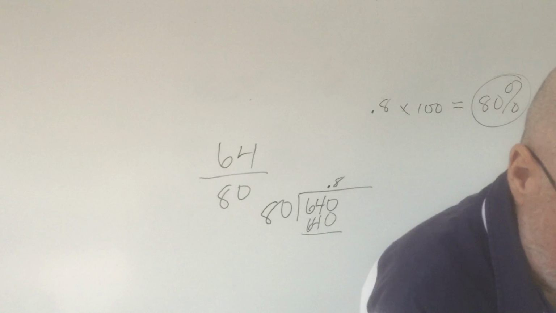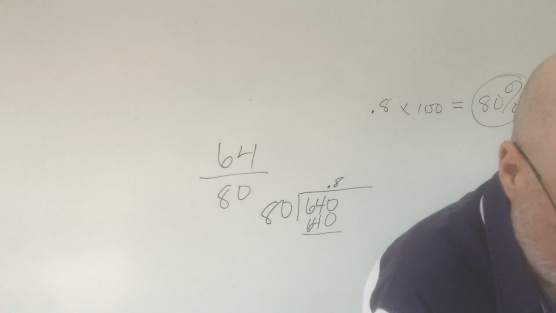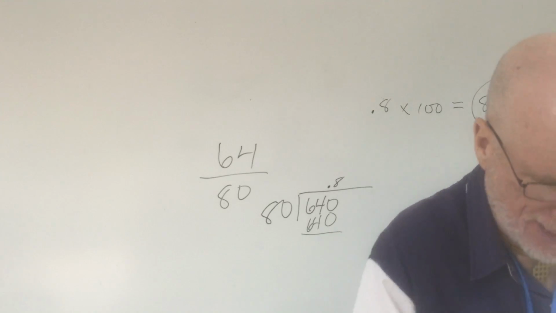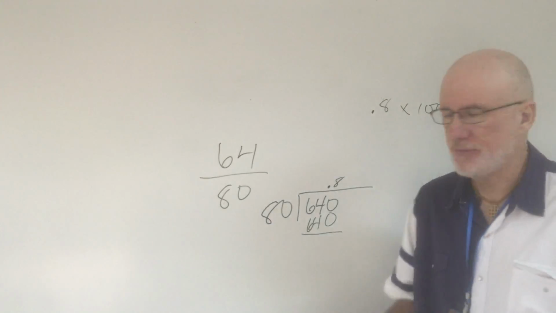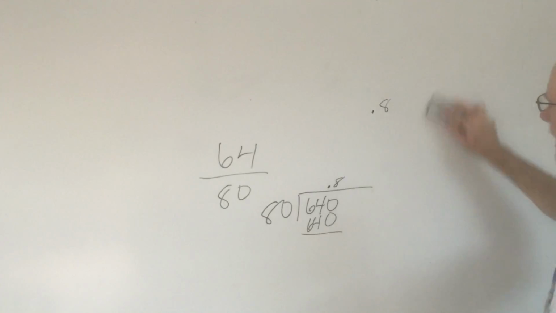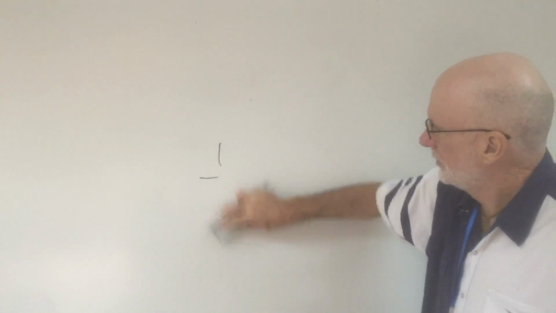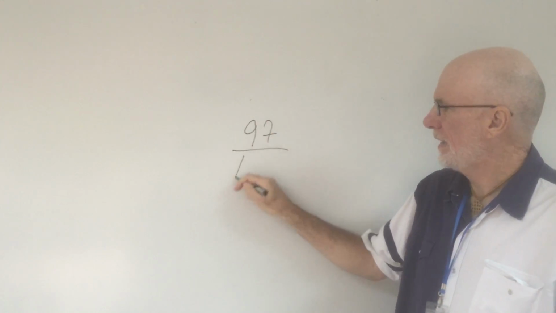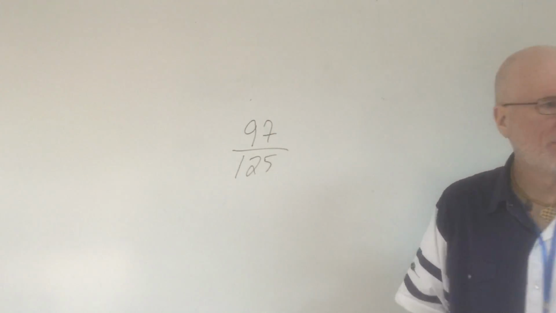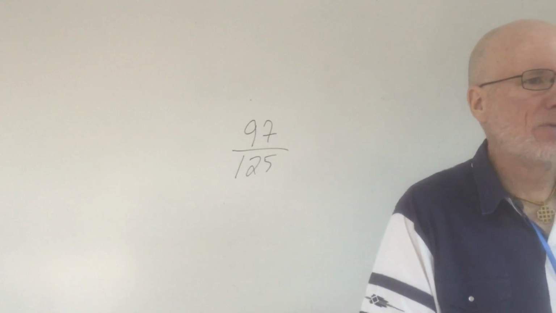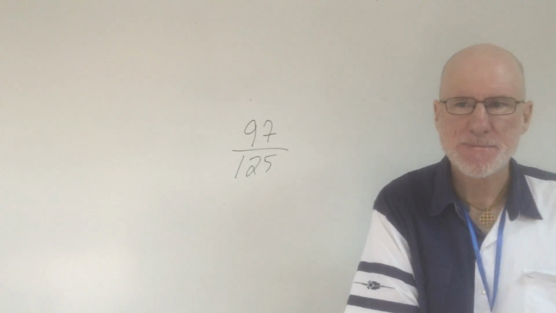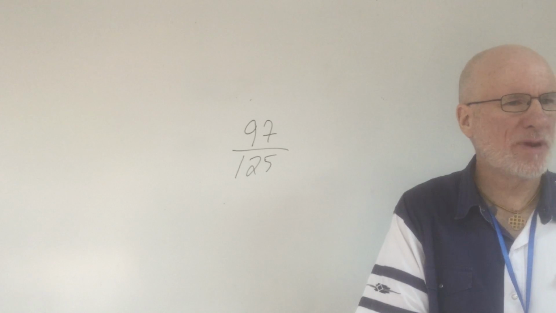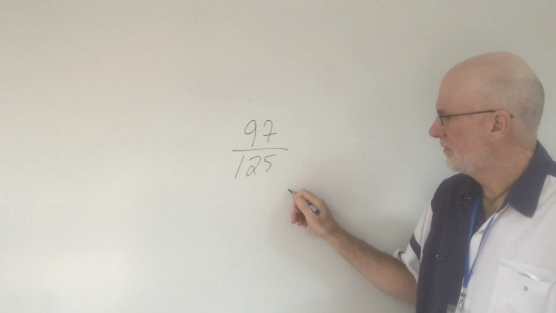Now let's do another one. What's next? It says, let's say 97 out of 125. 97 out of 125. How would I get that? How would I do that? There's 125. How would I do that?